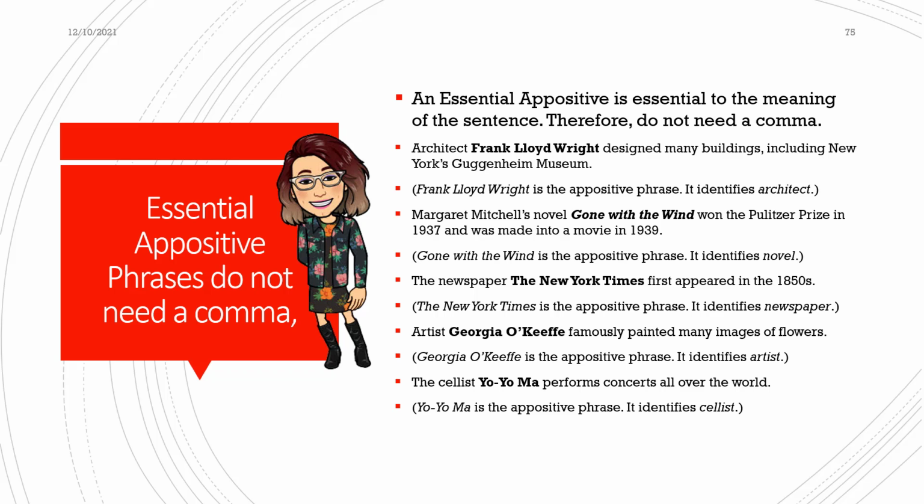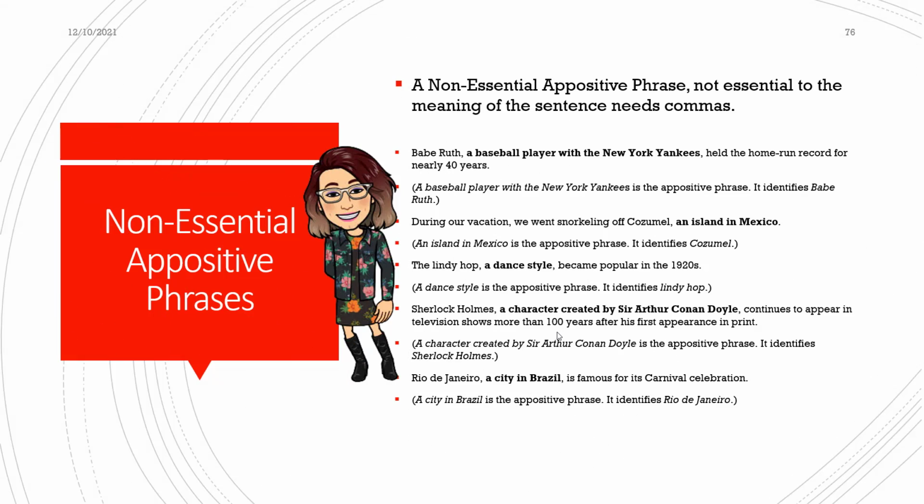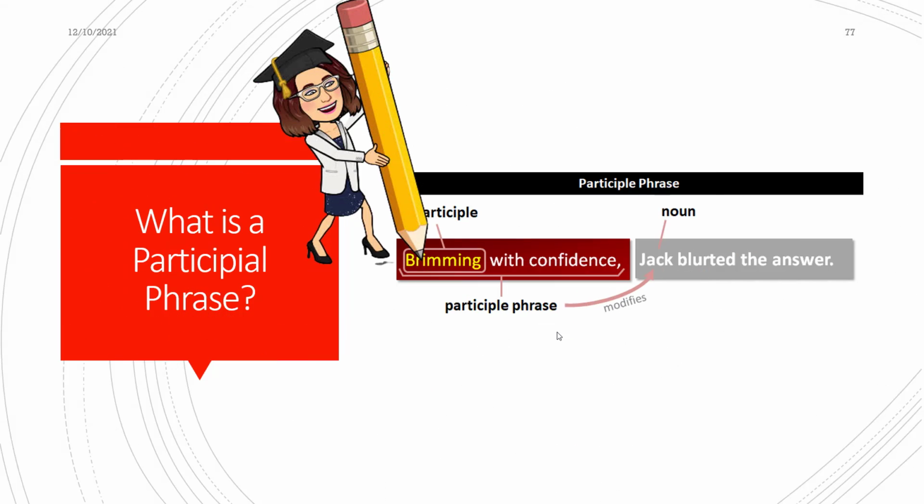So these are all examples. Artist Georgia O'Keeffe famously painted many images of flowers. And so with Georgia O'Keeffe, you need to know who you're talking about. So if it's essential to the meaning, you don't need a comma. If it's non-essential, like Babe Ruth, everybody knows who Babe Ruth is, a baseball player with the New York Yankees, then you can put in commas, meaning that it's supplemental, and you don't really need the information.